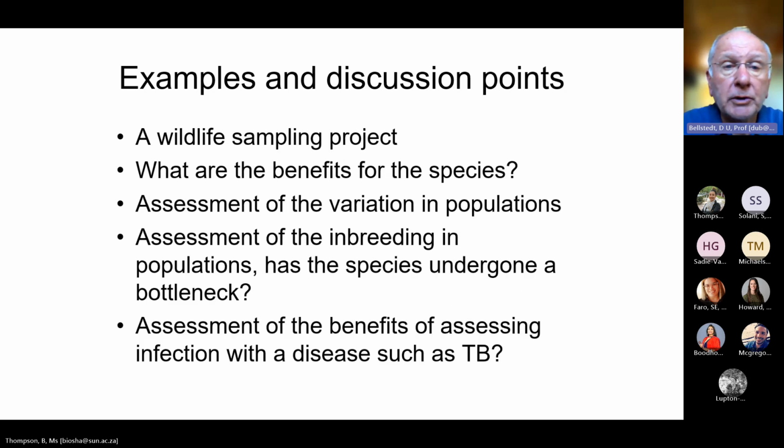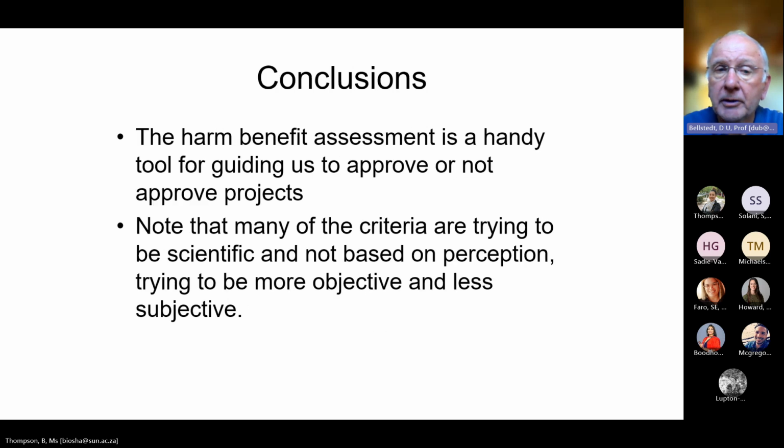Then we look at the wildlife sampling projects. What are the benefits for the species? In South Africa, we've got tuberculosis, which has crept into the buffalo populations in Kruger Park. And we need to assess this and to be able to try to assess whether there are ways in which we can reduce this. And what happens is that the TB bubbles over to the predator species like lions, and this has a big effect. So these are all factors that have to be weighed up.